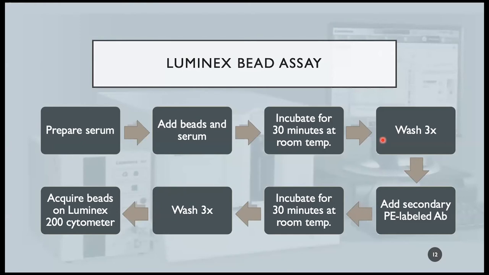And then we'll incubate this plate for 30 minutes at room temperature, and then wash it with buffer 3 times to remove any of the unbound anti-ABO antibody. And then we can add our IgG and IgM secondary PE labeled antibody that will bind to any bound anti-ABO antibody. Then we have another incubation wash step, and then finally the beads can be acquired on the Luminex 200 cytometer, and the results are reported as the mean fluorescence intensity, or MFI for short.